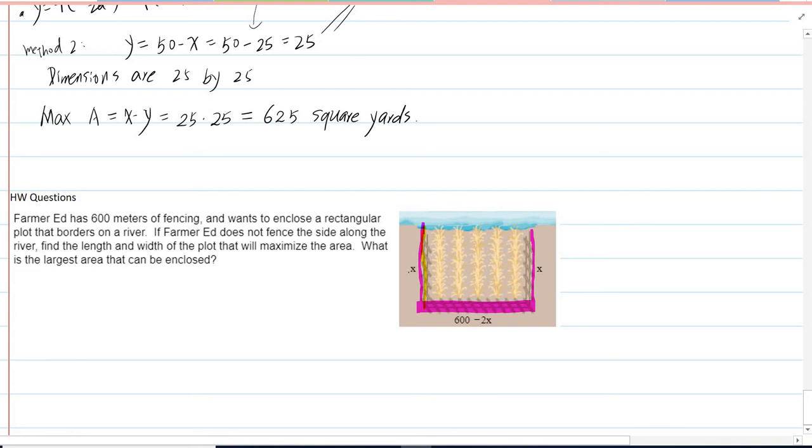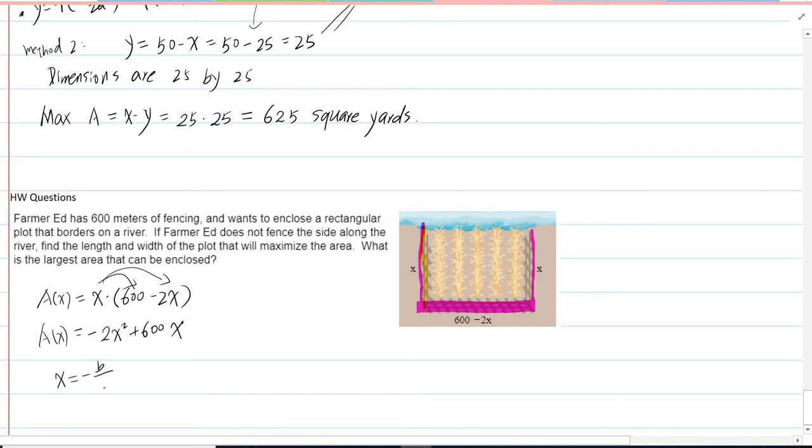They already wrote it for you. They wrote x here, and they already calculated this for you: 600 minus 2x. You don't even have to draw it yourself. You write A of x equal to your width multiplied by your length. So your width is x, your length is 600 minus 2x. And then you do a distribution. That will be negative 2x squared plus 600x. Once you have this, everything else will be really straightforward.